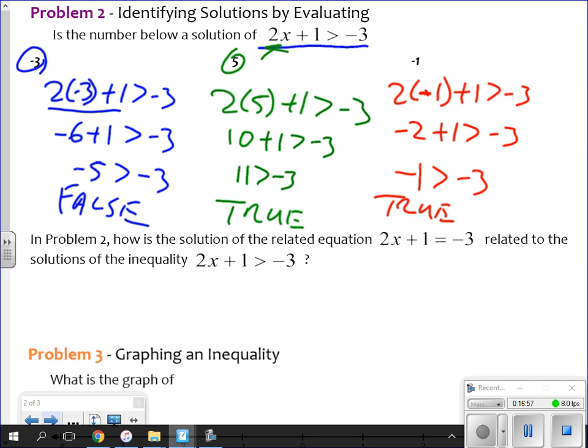Now, the second part we have down there in problem 2: how is the solution related to the equation 2x plus 1 is equal to negative 3? And we'll be doing this later. Solving this gives us our answer, x is greater than or x is less than something. How you solve that is how you solve this. Gives us our same solution. Okay, it gives us our starting point.